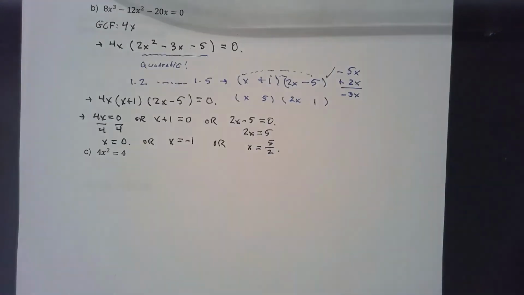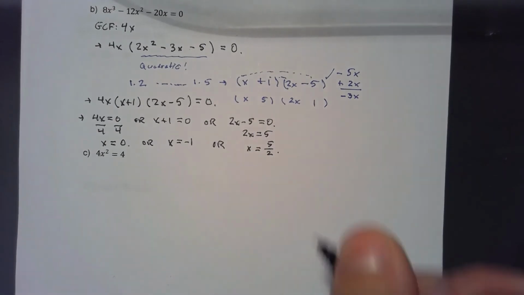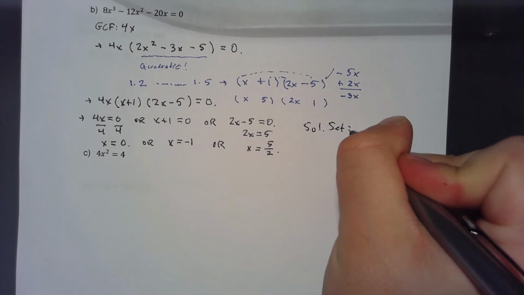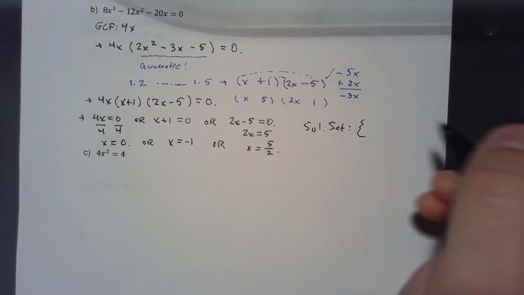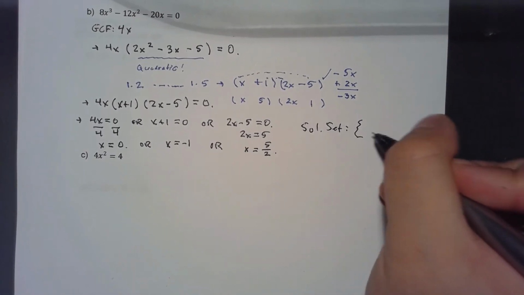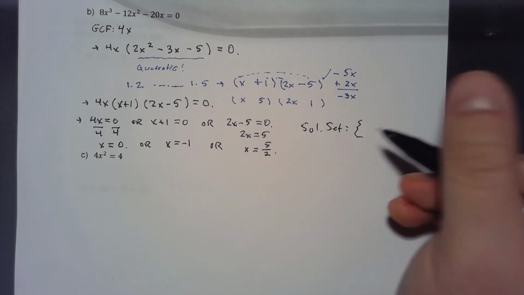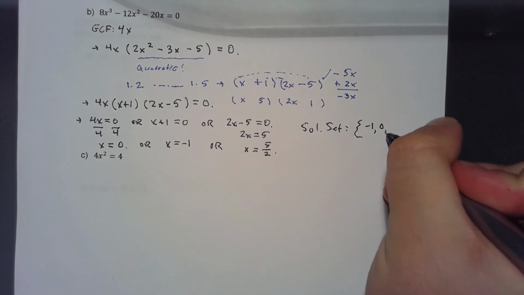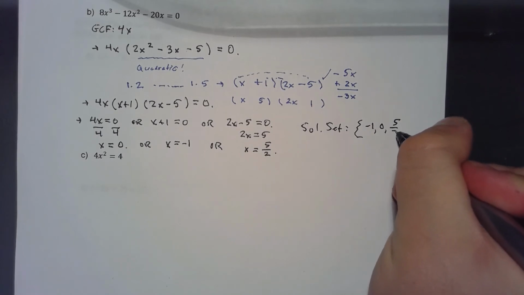5 halves. So my solution set is going to be, now technically you should write your values in your solution set from least to greatest. You don't have to, but technically that is the way to do it. So negative 1, comma 0, comma 5 halves.